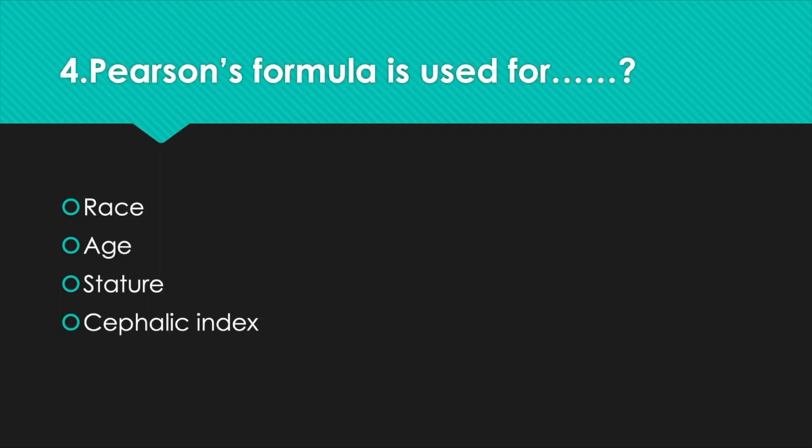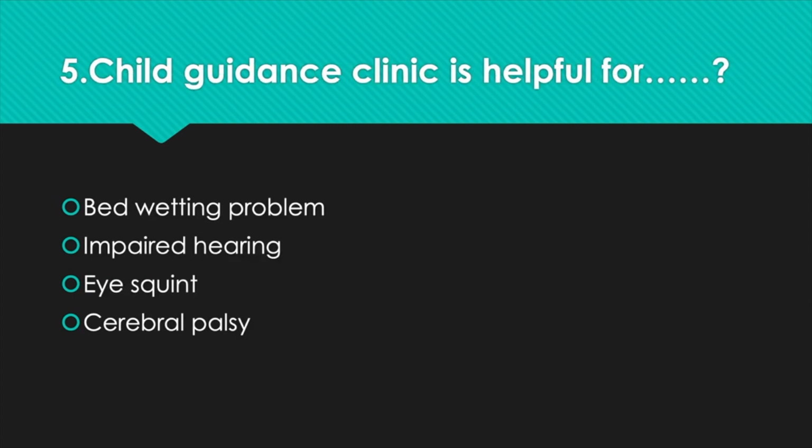Pearson's formula is used for: option A, race; option B, age; option C, stature; option D, cephalic index. Answer: option C, stature. Child guidance clinic is helpful for: option A, bedwetting problem; option B, impaired hearing; option C, eye squint; option D, cerebral palsy. Answer: option A, bedwetting problem.